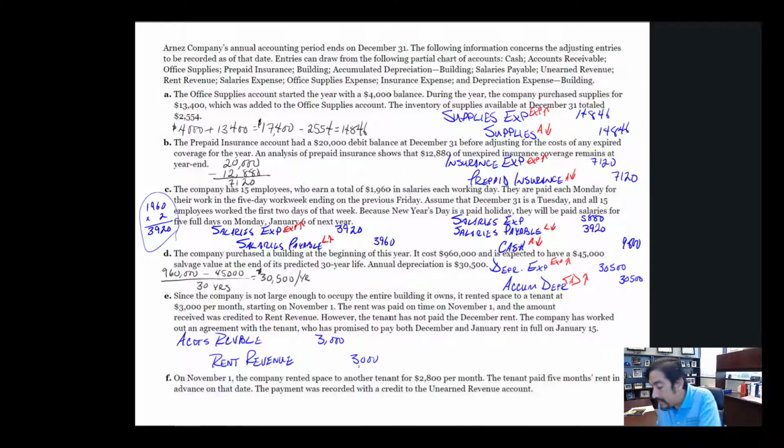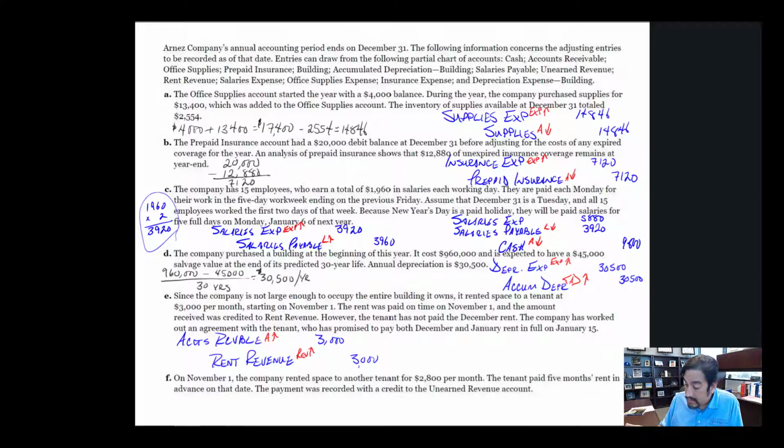So we're going to debit accounts receivable. That's an asset account. We're increasing it. That's why it's a debit. And we're going to credit rent revenue. That's a revenue account that we are increasing. That's why that is a credit. And also requirement 2 tells us to record the first regular journal entry for this, for E.